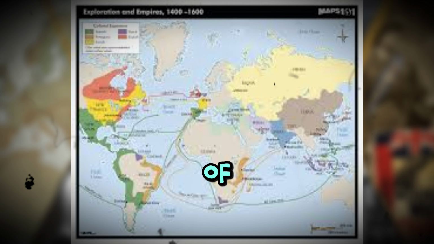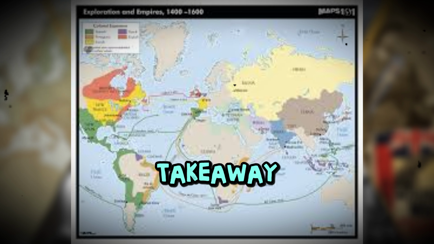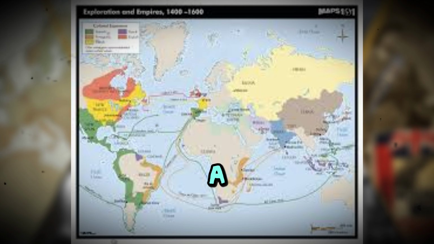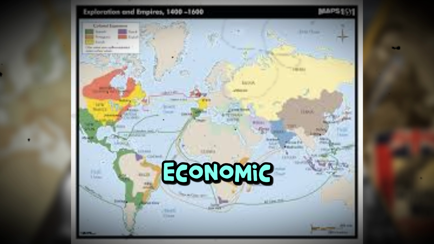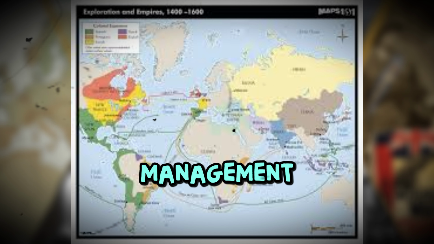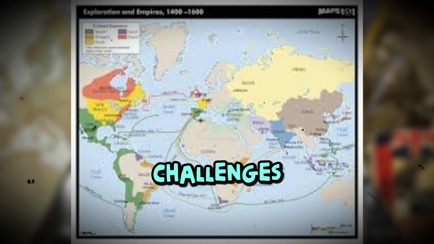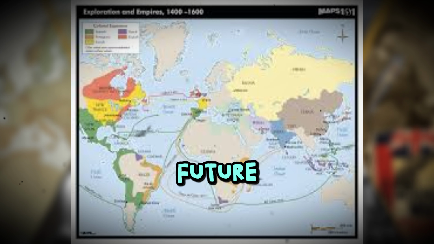8. Conclusion of Section 4. So what's the takeaway from Tudor England? This era is a perfect study of power, religion, economic change, social change, and crisis management. Every king and queen faced challenges, and the way they responded shaped the future of England.